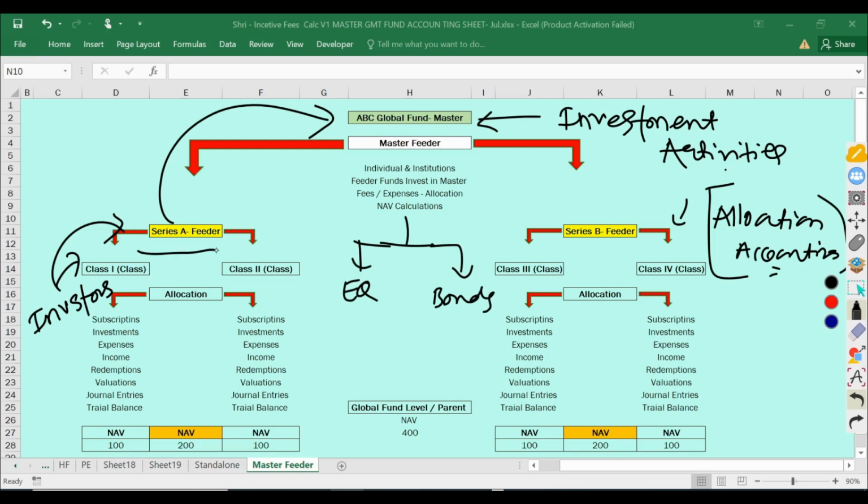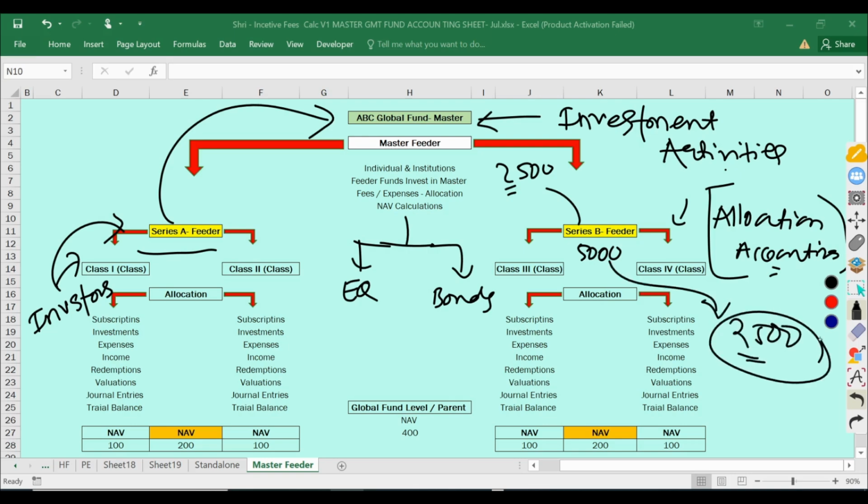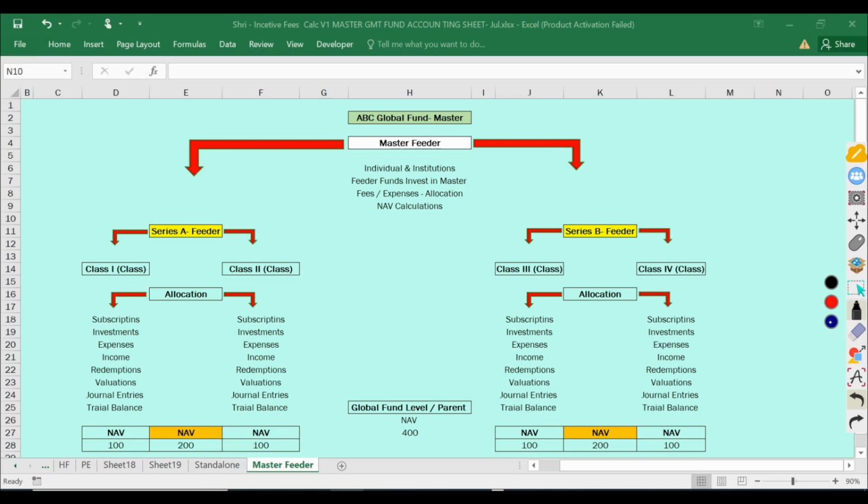But yes, a feeder, again, is a legal entity, but they only focus on investing in masters, not investing individually. But that doesn't mean the feeder will not invest. Yes, of course, a feeder can also invest separately. For example, let's say this feeder has a capital of 5,000. They can invest 2,500 in ABC Global Fund, the master fund, and they can manage 2,500 separately as well. So you would see more customization when we talk about different structures. And if you're looking at any accounting interview, you would see lots of questions around master and feeder.